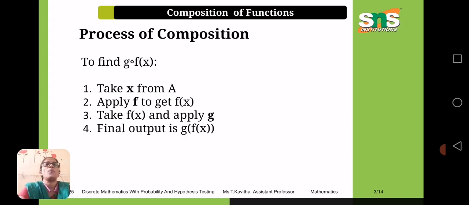Next, the process of composition of function. To find (g ∘ f)(x): first step, take x from A. Second, apply f to get f(x). Third, take f(x) and apply g. The final output is g(f(x)). That is, in f(g(x)), g is the first operation and f is the second operation. Then (f ∘ g)(x) = f(g(x)).